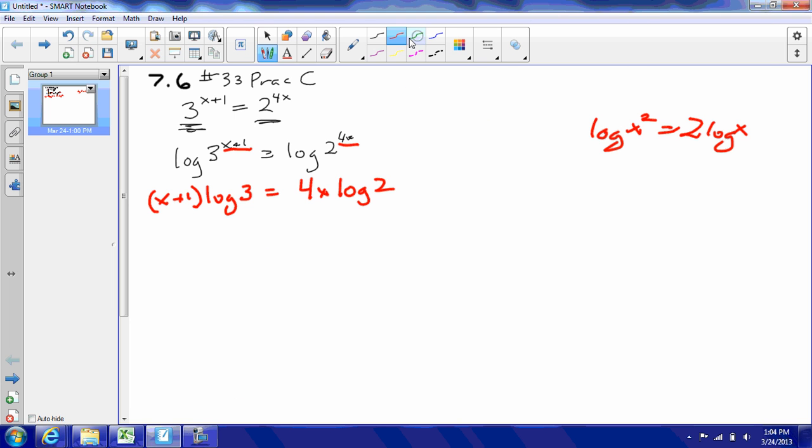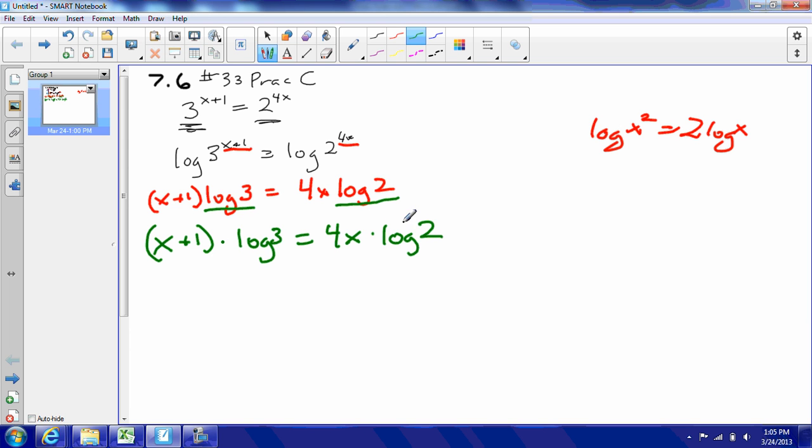Now I think the problem becomes a lot easier to solve, because log 3 is the same thing as log base 10 of 3, and log 2 is the same thing as log base 10 of 2. Those are just numbers. They're the exponents on 10 that would give us 3 or 2. They're going to be actual real numbers. So I'm going to rewrite this just so you can see it more clearly. I have x plus 1 times log 3 is equal to 4x times log 2. I made the exponents into factors.